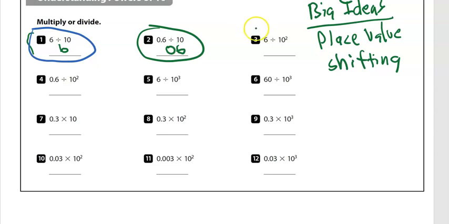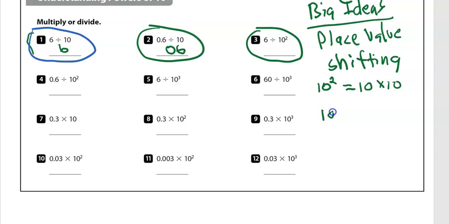Okay, now it starts to get really interesting. This is 6 divided by 10 to the power of 2. Well, 10 to the power of 2, you have to remember that's an exponent, and that just means 10 times 10.